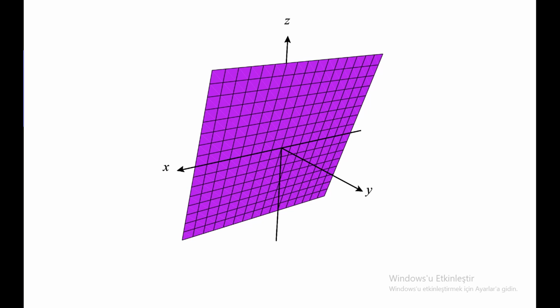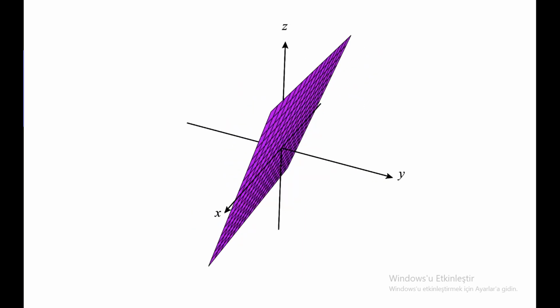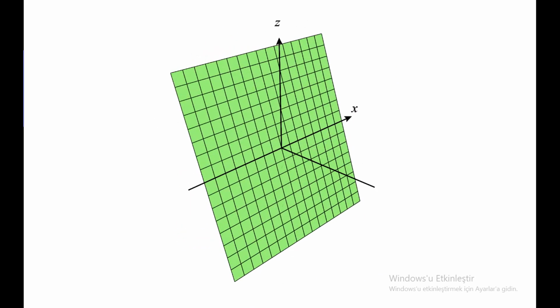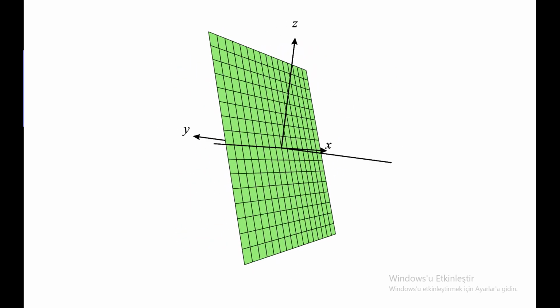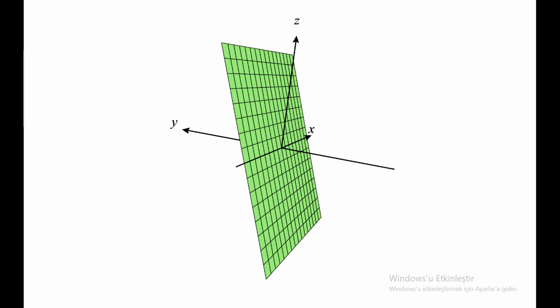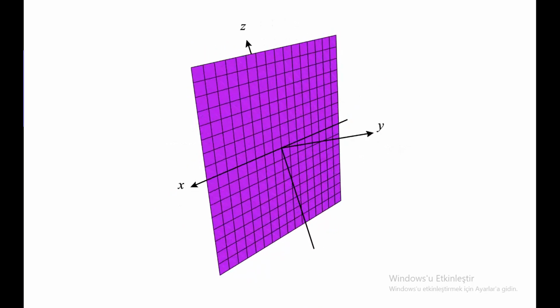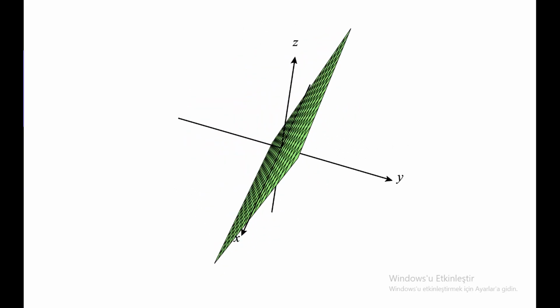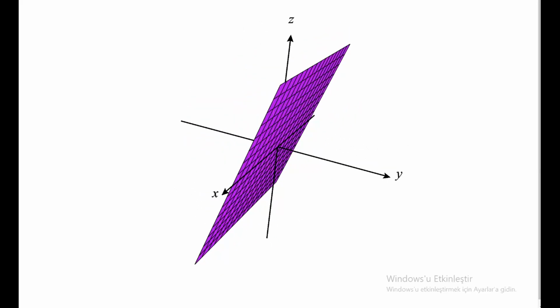So this is our plane. You see, it is passing from x-axis. So this is our point. So it's passing from this point and x-axis.